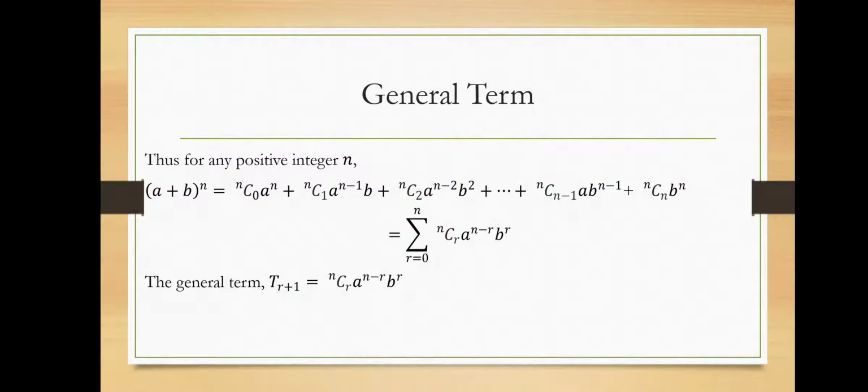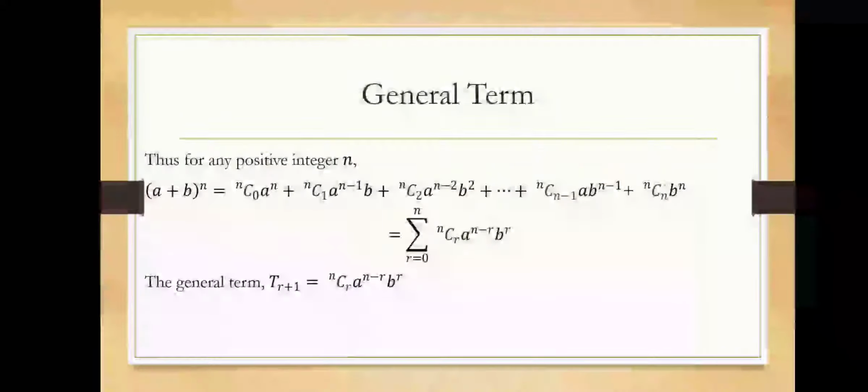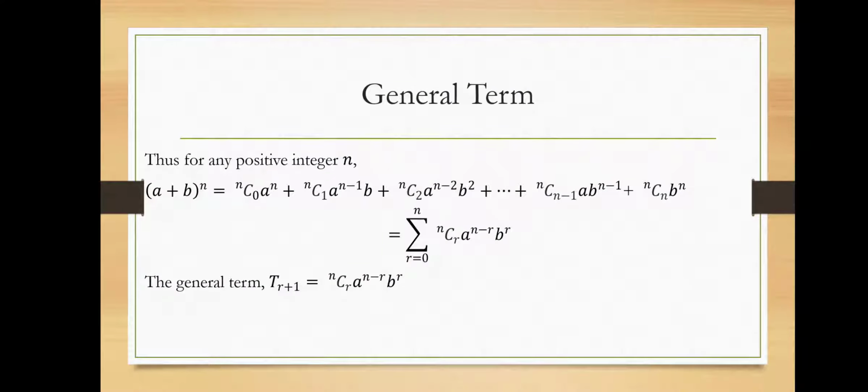So here, if you just go on putting the value of r as anything, the value of r has to lie between 0 and n. If we put any value between 0 to n, we'll see that we get that particular term which we are talking about or which we require.